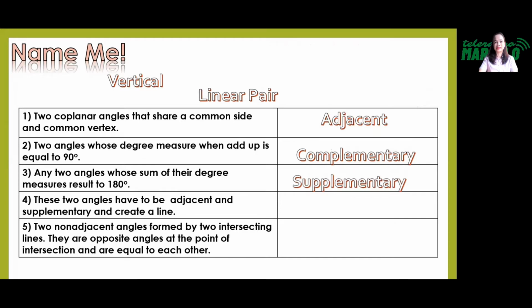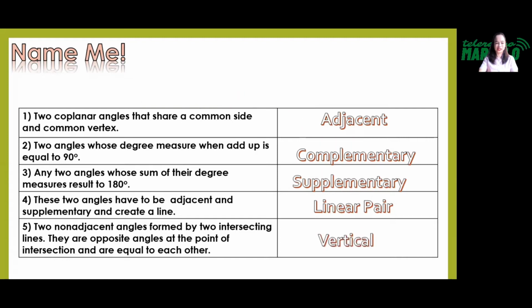And that is linear pair. And the last one, two non-adjacent angles formed by two intersecting lines. They are opposite angles at the point of intersection and are equal to each other. And of course, that is vertical angles.